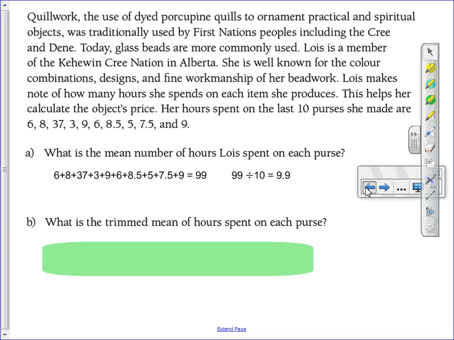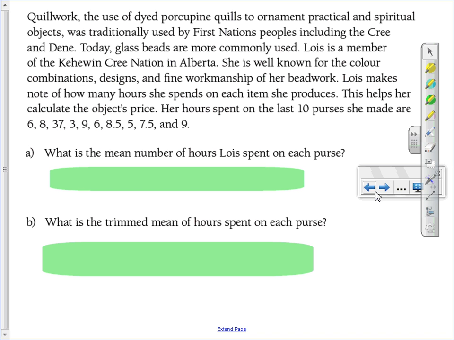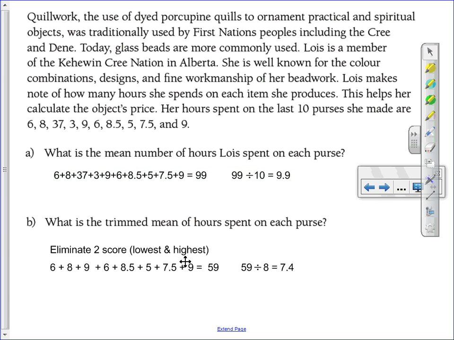If we wanted to find the trimmed mean, the definition is that you are going to disregard or get rid of an equal number of values from the low part of the statistics and the high part. So in this case, I decided to trim off the lowest score, which was 3, and the highest score, which was 37. So now instead of having 10 different hours spent, I now have 8. So when I added them together, I got 59 and ended up with 7.4.